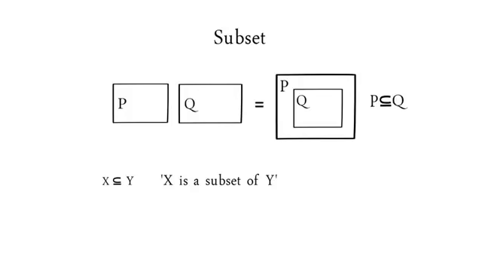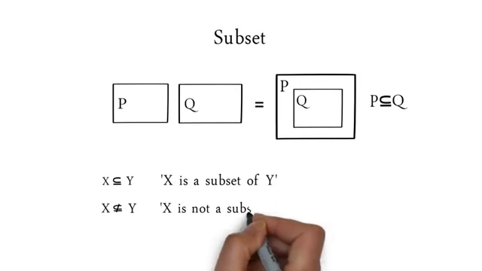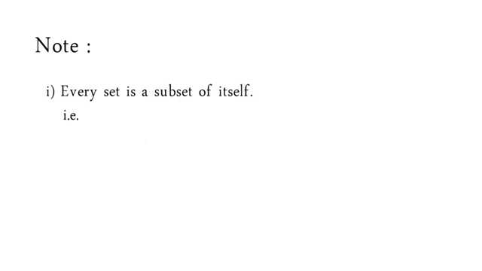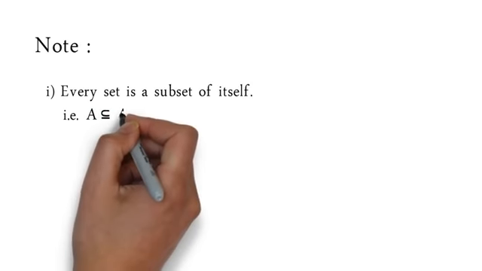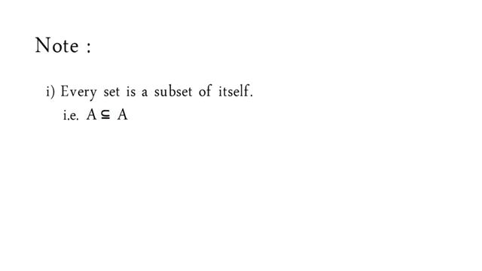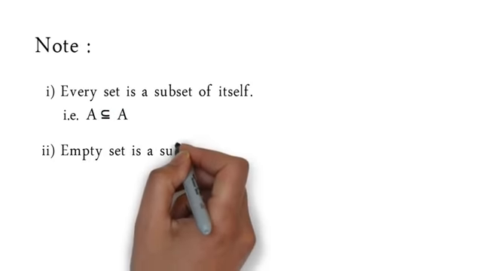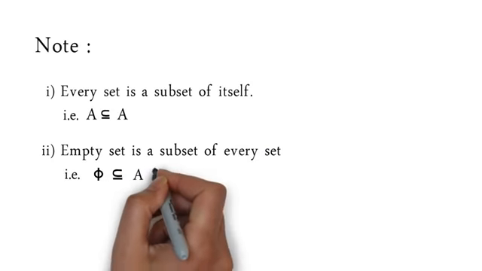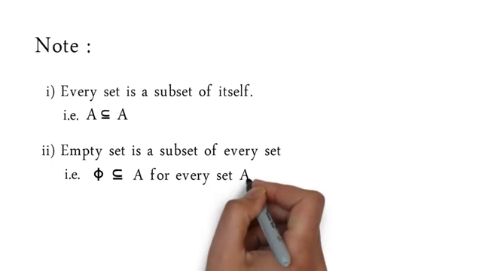And if the set X is not the subset of set Y, it is denoted by X ⊄ Y and is read as X is not a subset of Y. Note: every set is a subset of itself. That is, A is a subset of A. And empty set is a subset of every set. That is, empty set is a subset of A for every set A.